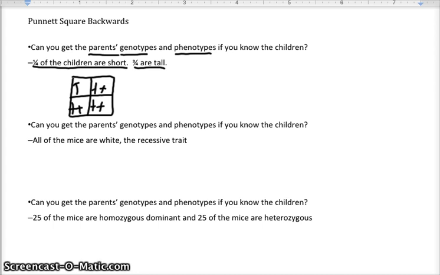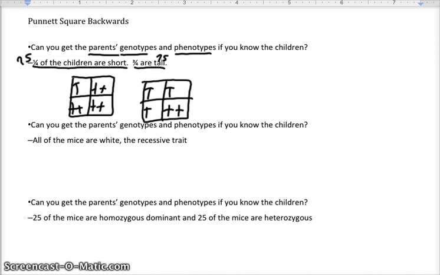Tall has to be dominant. It can't be recessive because 3/4 is 75% and 1/4 is 25%, so there should be three boxes that would be recessive if tall was recessive. So now let's do it the other way. Let's say short is recessive. Well, there's one box that's recessive, and then the rest are all going to be tall. So they only need to have one capital letter to be tall.